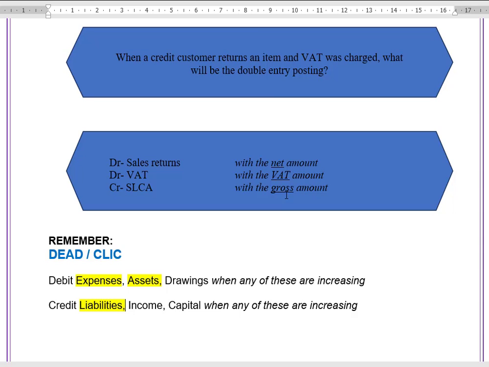Not necessarily just how it appears in the trial balance. Okay, so that is connected with the transaction itself. Your double entry to deal with a sales return will be to debit sales returns with the net amount, debit VAT with the VAT amount, and credit SLCA with the gross amount.